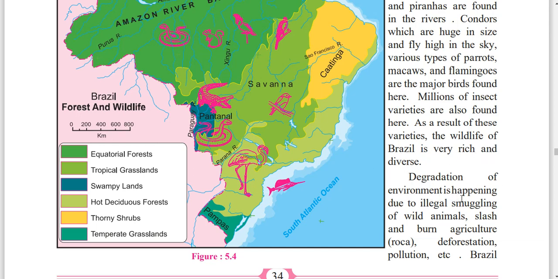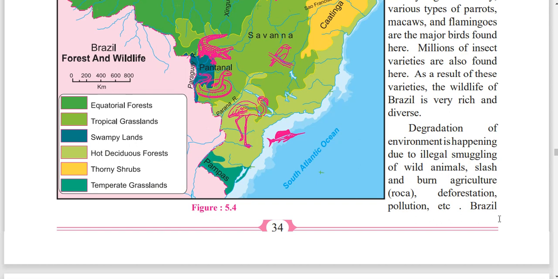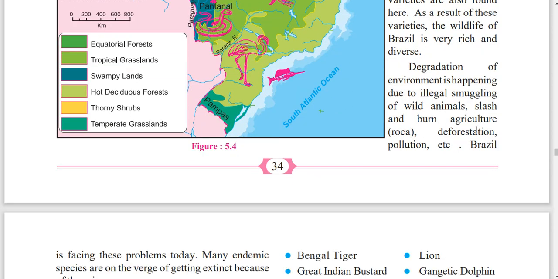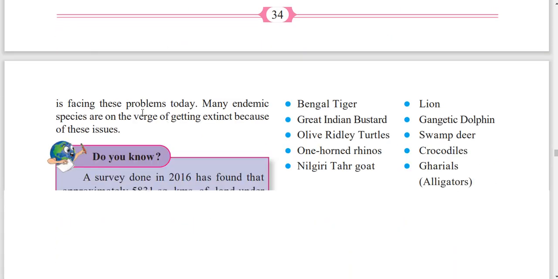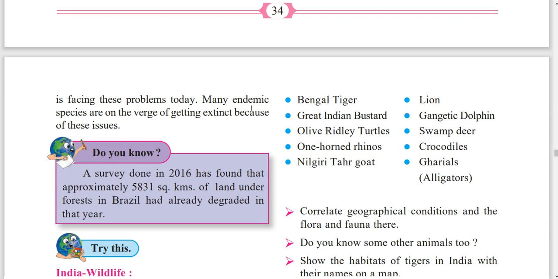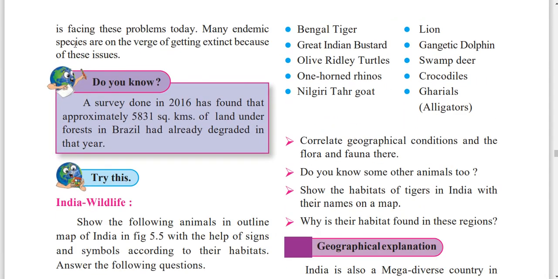Degradation of environment is happening due to illegal smuggling of wild animals, slash and burn agriculture, roca, deforestation, pollution, etc. Brazil is facing these problems today. Many endemic species are on the verge of getting extinct because of these issues. Do you know the survey done in 2016 has found that approximately 5,831 square kilometers of land under forests in Brazil had already degraded in that year?